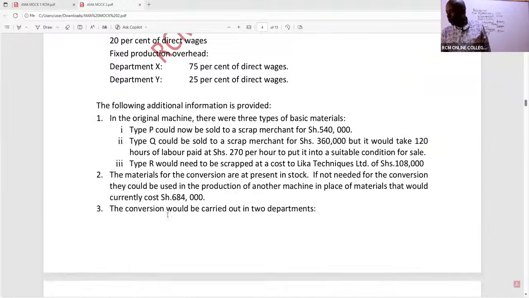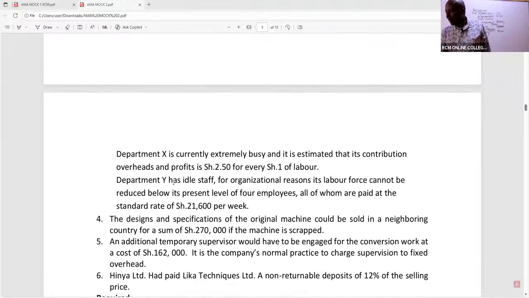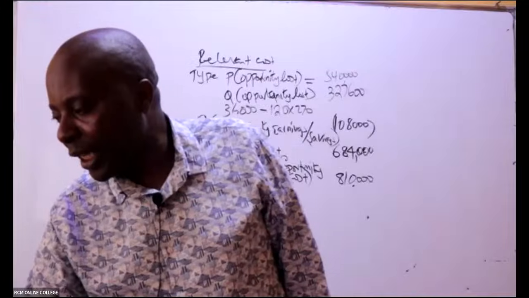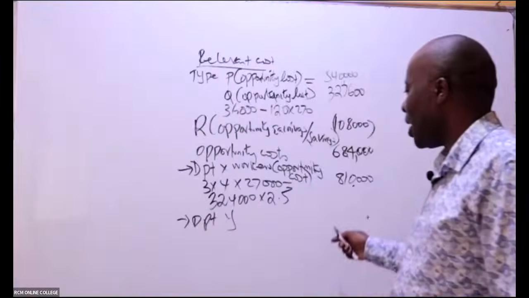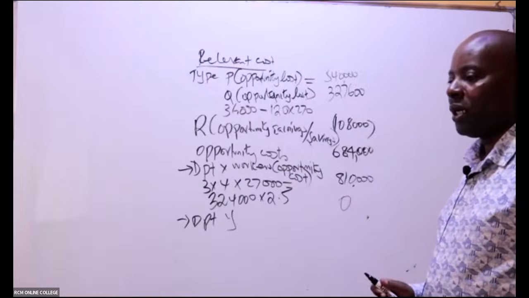So Department Y, they have told us, has idle staff. I don't need any other thing. When I'm told that these people are idle, then I'm not going to lose anything by engaging them in this project. The cost will be the same. So, ladies and gentlemen, in this case, if these people are going to be idle, then I should be able to charge how much here? 0. I should be able to charge 0 there.